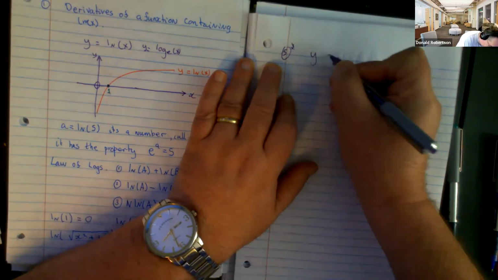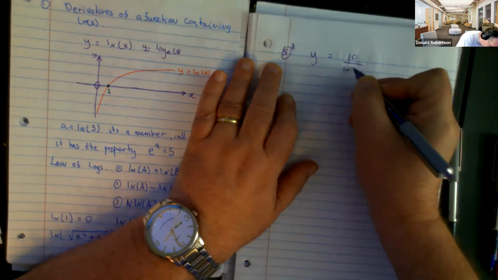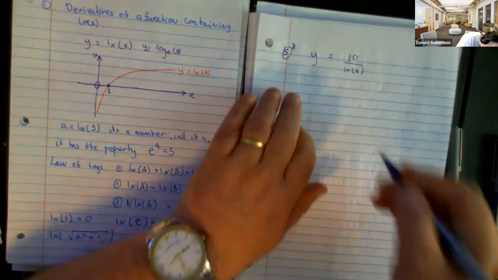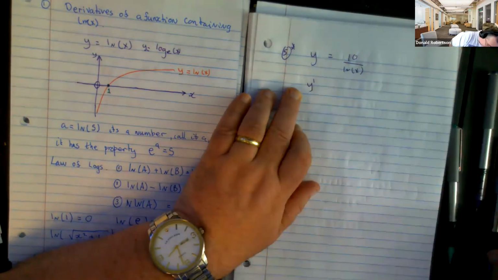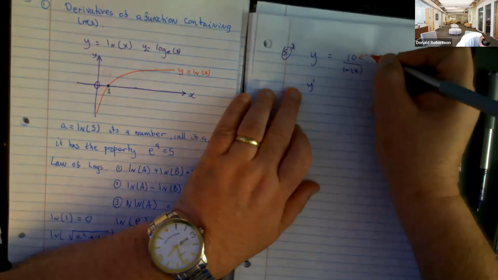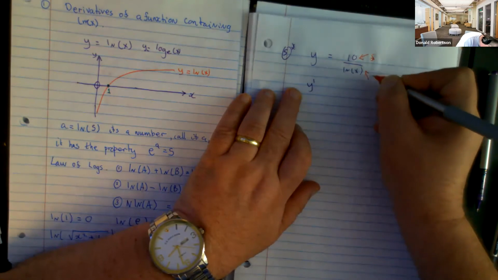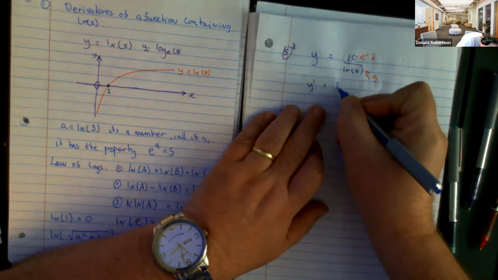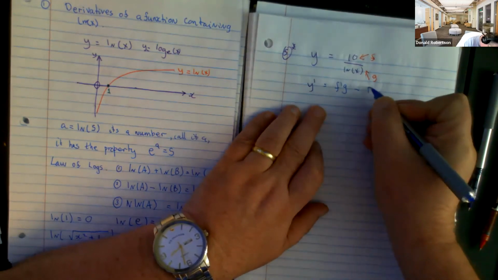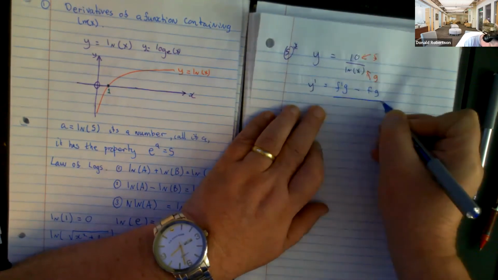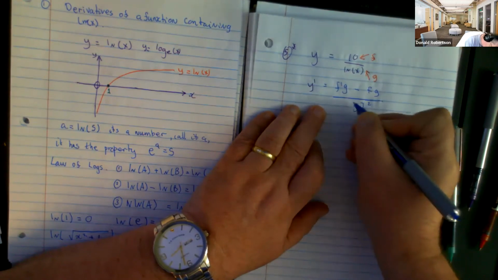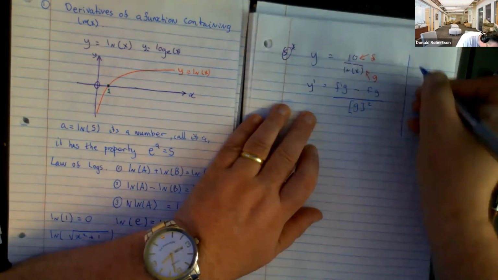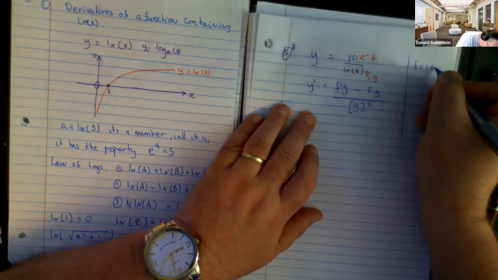Okay, our next one is going to be just a no frills quotient rule. So suppose we do 10 over the natural log of x. The top guy is going to be called f, the bottom guy is going to be called g. So this is f dash g, take away f g dash, all over g squared. You don't really need to do the working on the side, but I'm just going to do it anyway.